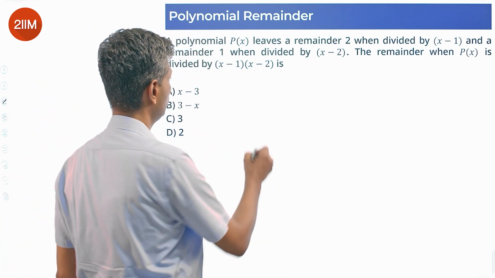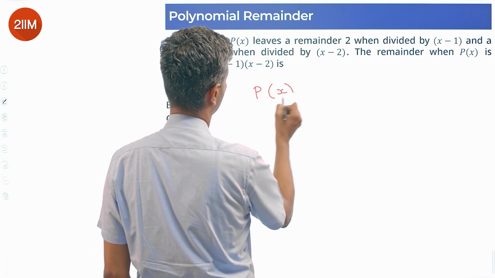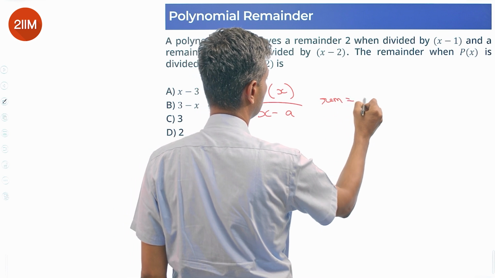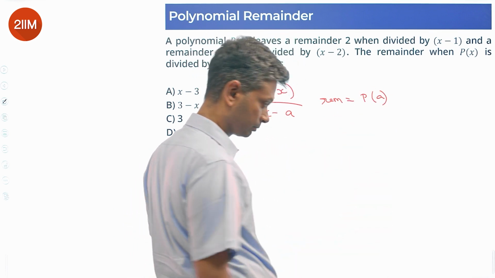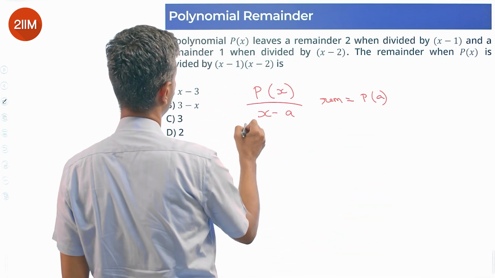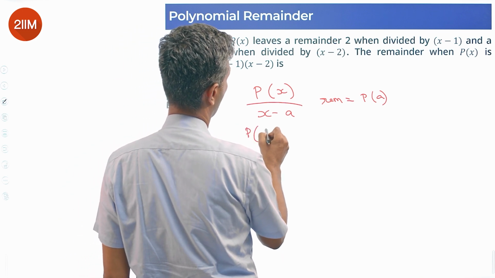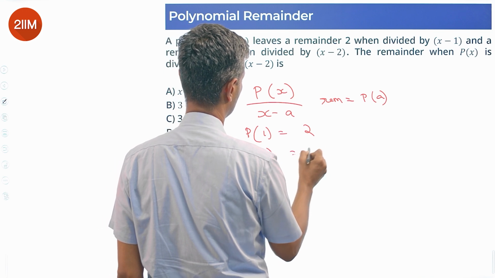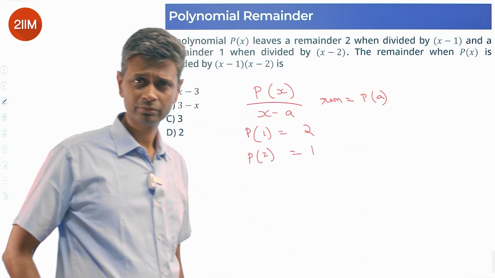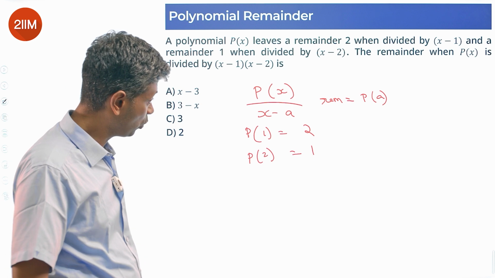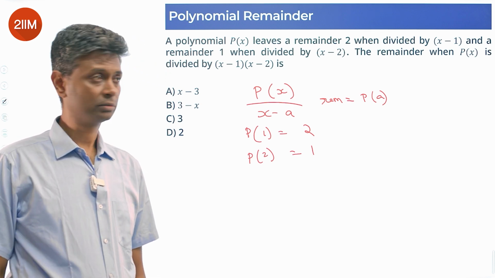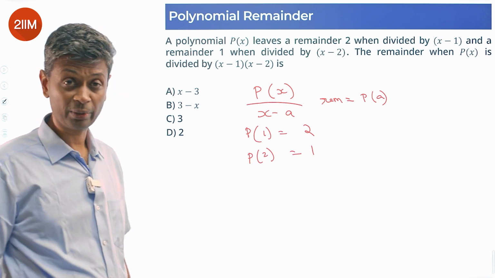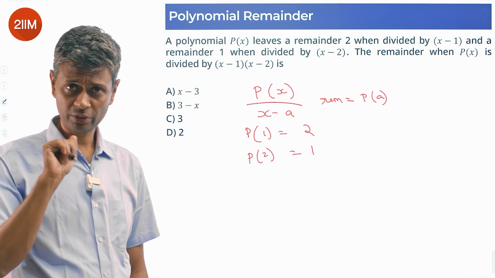So we know that when p of x is divided by x minus a, the remainder is p of a. From this we know p of 1 is 2 and p of 2 is 1. Nice, brilliant. But how do we find the remainder when p of x is divided by x minus 1 into x minus 2? That is very tricky.